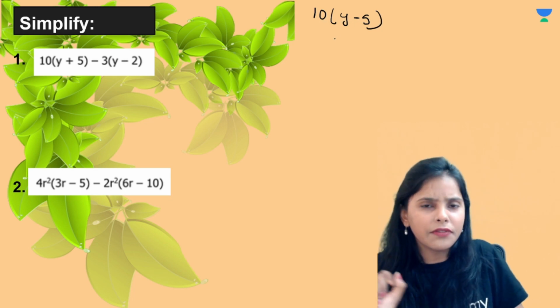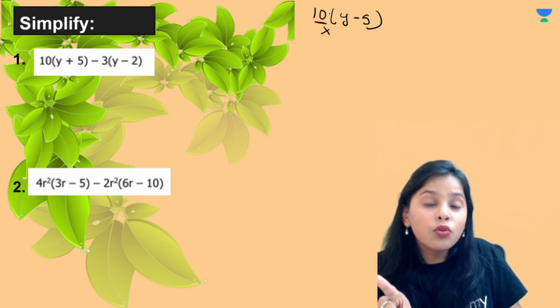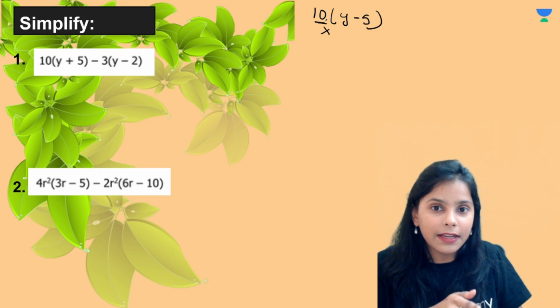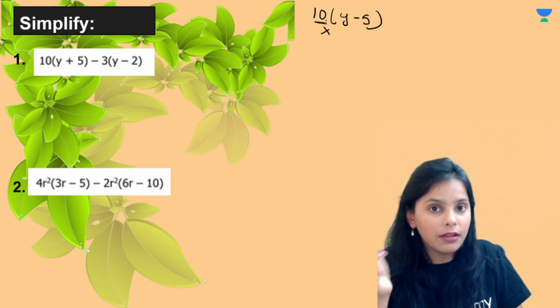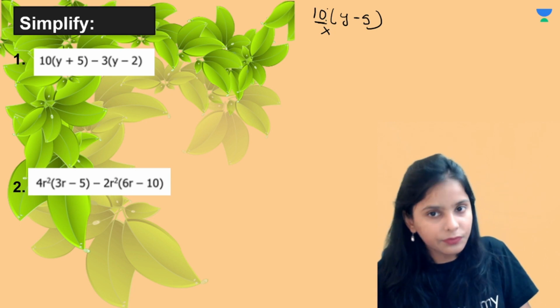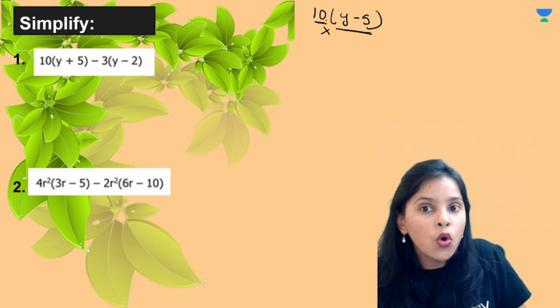10y minus of 5. Okay. So that means this 10 is in multiplication. You can see there is no sign just before the bracket. Always remember, we do not write the multiplication symbol because it's obvious. So here you are multiplying this 10 with this whole bracket.